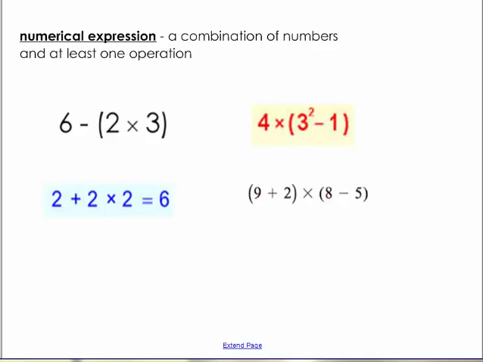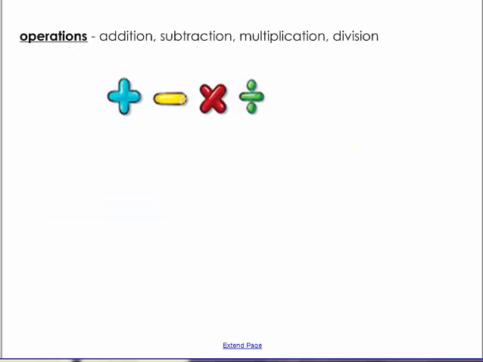A numerical expression is a combination of numbers and at least one operation. And you will see 4 examples written here. You will notice that there are a set of parentheses in 3 of these expressions. And anytime you see numbers and operations inside of a set of parentheses, we call that a quantity. Operations are addition, subtraction, multiplication, and division.